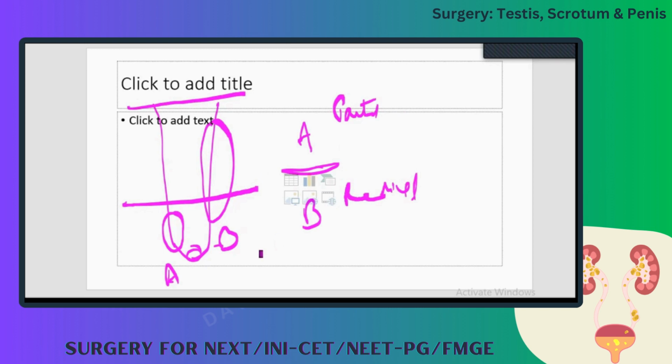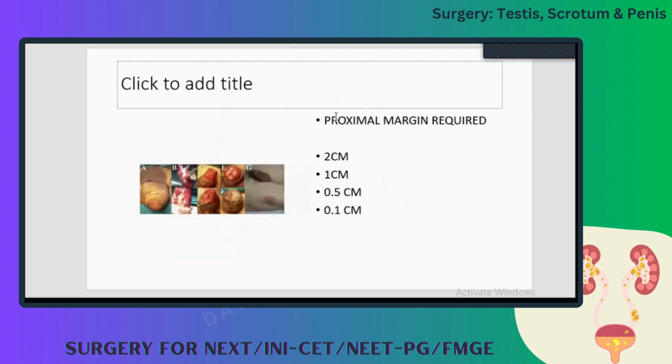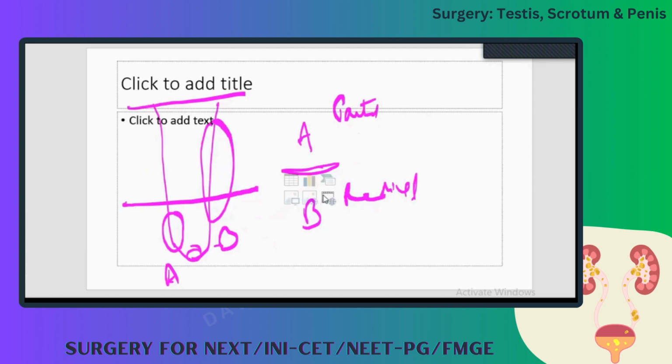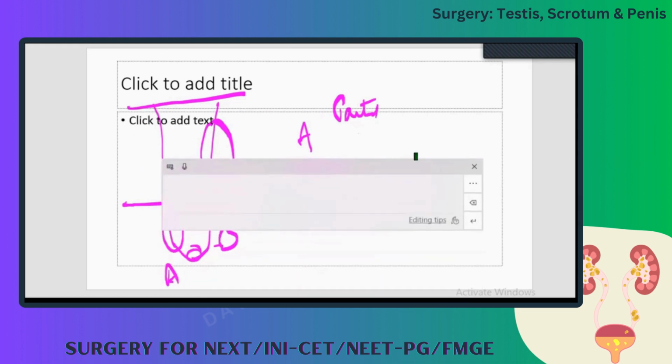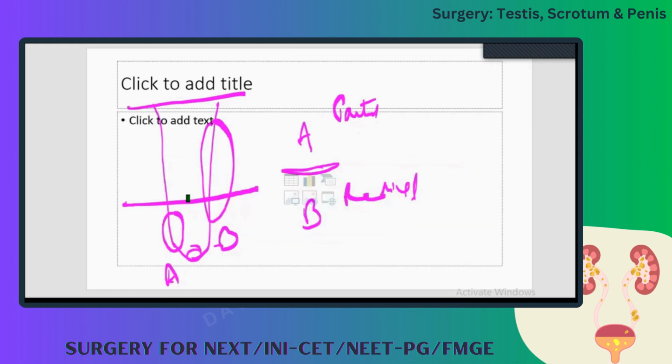Earlier days these types of questions used to be asked: margins, proximal margin, distal margin. But nowadays there is no concept of these margins. Nowadays everything is single cell. If there is a single cell also, it's okay. Negative margins is all we want. That's all. So if the tumor is lying on the glans, we can go for partial penectomy.